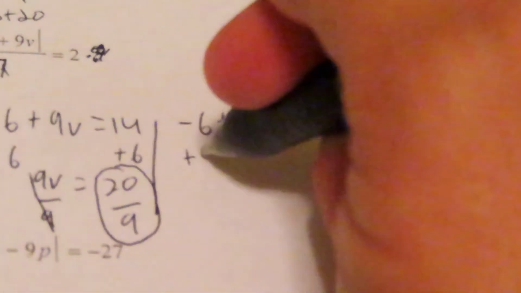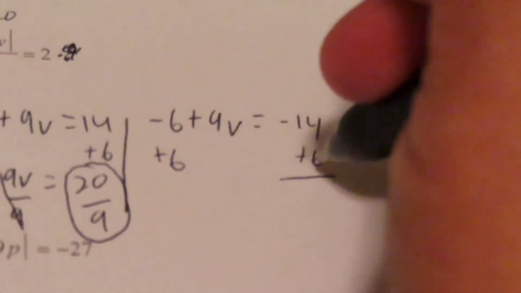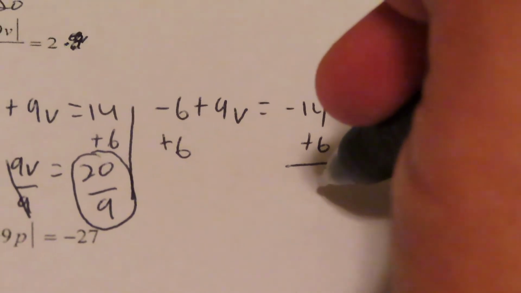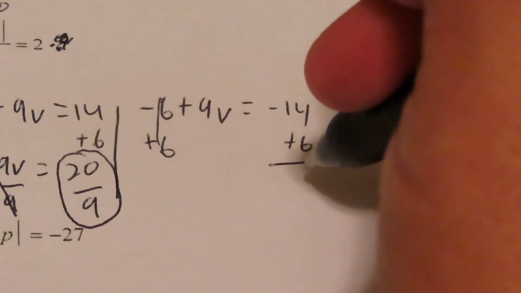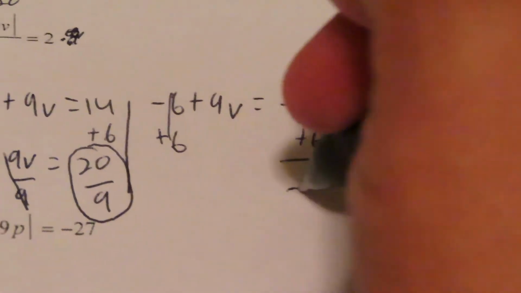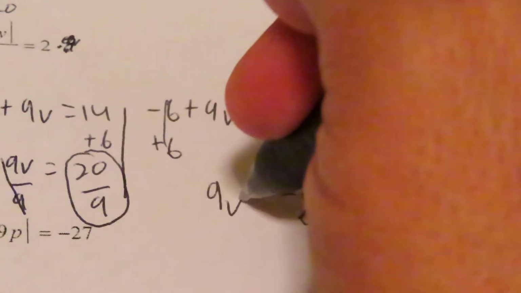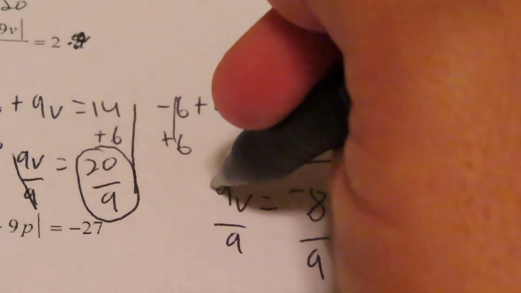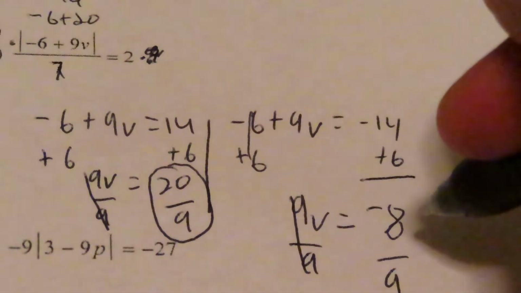This time when we add 6, we're going to get negative 14 plus 6, what is that? I'm so tired. It's like 1 o'clock in the morning. I can figure it out though. Don't tell me. Oh yeah, so I think it's like negative 8. Yeah. So we get negative 8. And so then we bring down our 9v is equal to negative 8. Divide by 9, divide by 9. That's it. So we get negative 8 over 9. So let's give that a try.